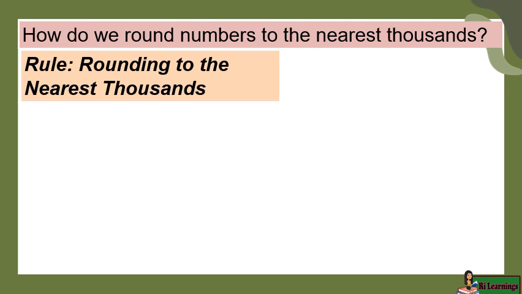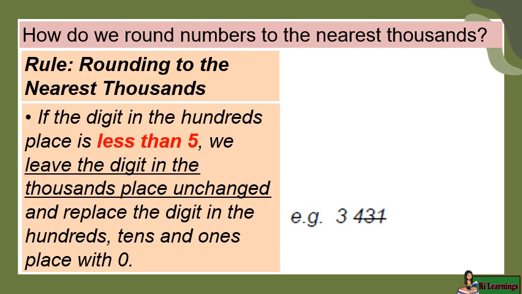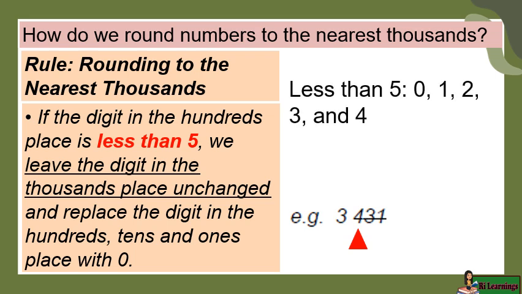How do we round numbers to the nearest thousands? Rule: rounding to the nearest thousands. Look at the hundreds digit, the digit to the right of the thousands digit. If the digit in the hundreds place is less than 5, means 0, 1, 2, 3, and 4, we leave the digit in the thousands place unchanged and replace the digit in the hundreds, tens and ones place with 0.